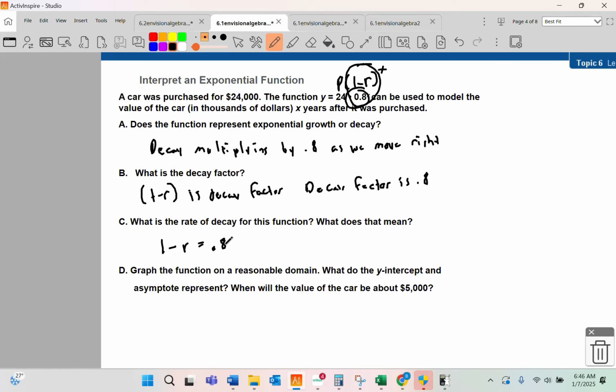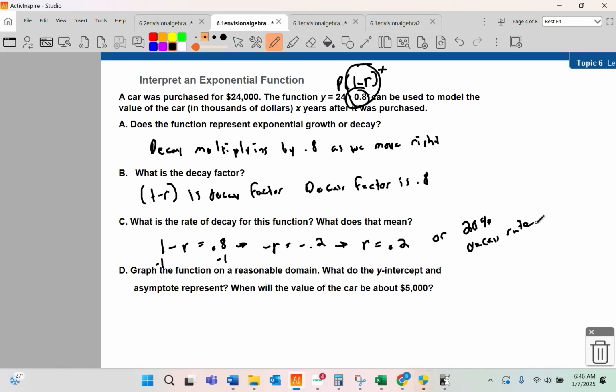And then we have a simple two-step equation. Now, if we take away 1 from both sides, negative r equals negative 0.2. And then we divide out that negativity. The rate of decay is 0.2, or 20% decay rate. It is decaying by 20%, because if you multiply something by 8/10, you're keeping 8/10 of it. Or sorry, you're losing 2/10 of it.